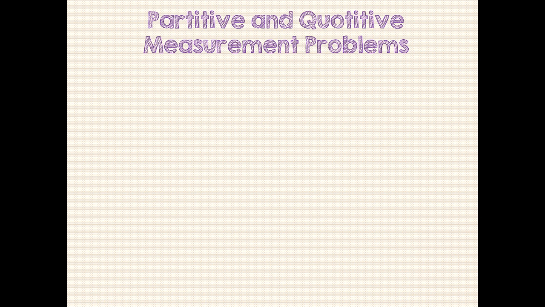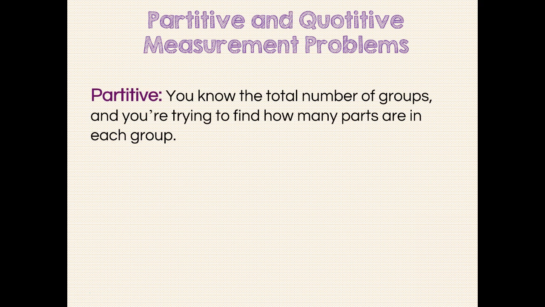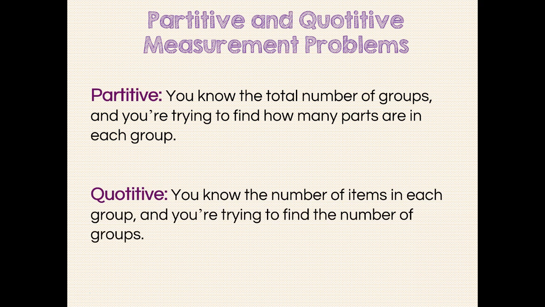When you read a word problem that involves division, you can ask yourself whether it is a partitive or quotitive division problem. Once you can answer that question, it will be easy to design your bar model. A partitive division problem is one where you know the total number of groups and you're trying to find out how many parts are in each group. A quotitive division problem is one where you know the number of items in each group and you're trying to find the number of groups.